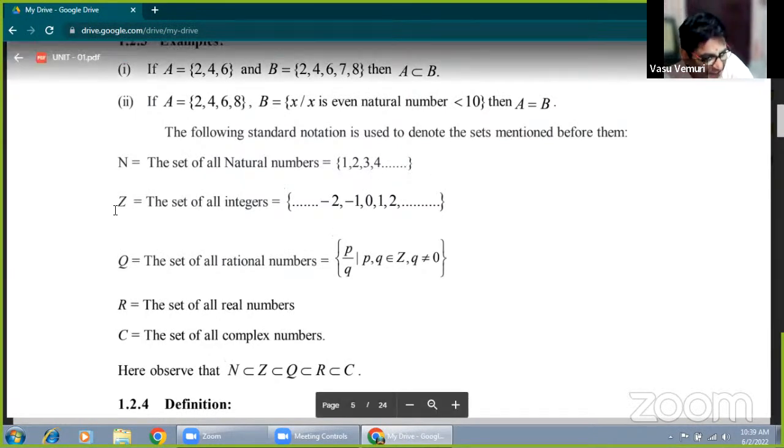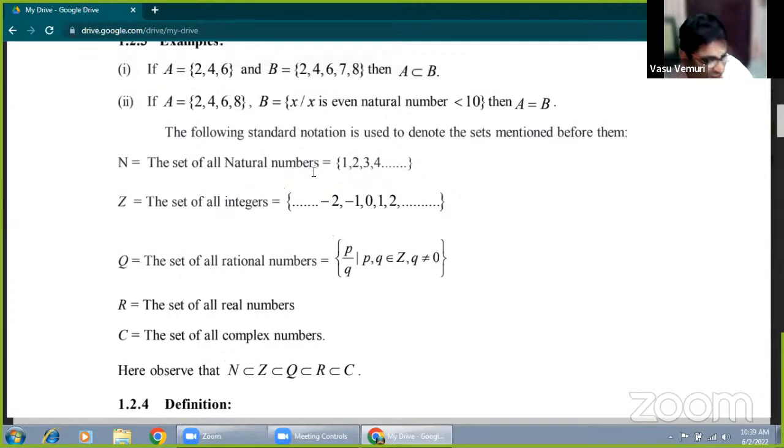And here the script Z is there. What is the Z? The set of all integers. First of all, we must know some representations. What is the N? What is the Z? What is the Q? What is the capital R? What is the capital C? Now, these representations we have already discussed in the previous classes, because in the lower classes, what is the capital N? That is the set of all natural numbers. Natural numbers are also well defined in the lower classes.